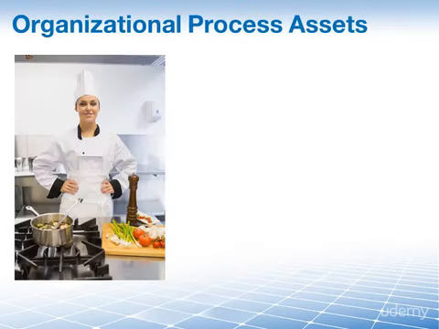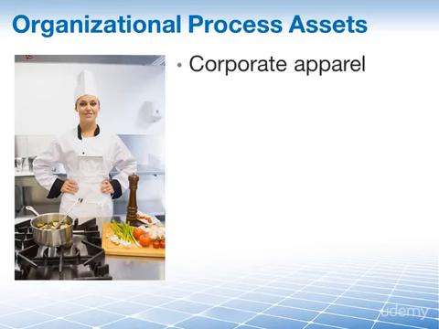Organizational process assets are next. Now, haven't we heard that before? It refers to all kinds of documents and records from within your company. In general, they can be plans, policies, procedures, guidelines, knowledge bases. So, for example, we have corporate apparel. Doesn't this chef look like she is set for the work ahead here? What she is wearing is very functional. A chef needs a clean apron and hat to ensure complete food safety.